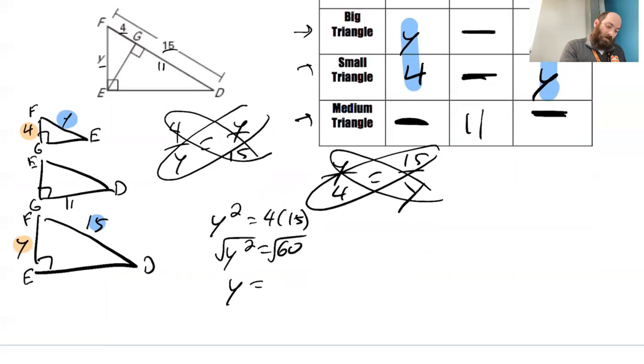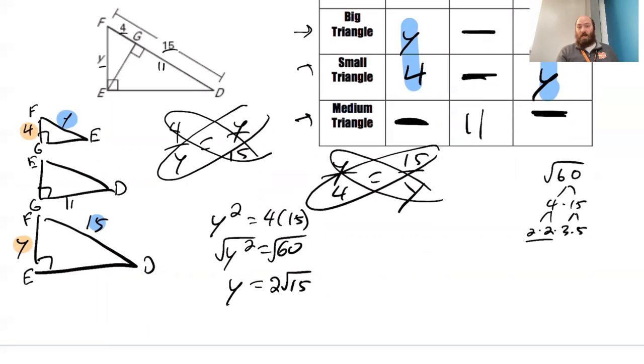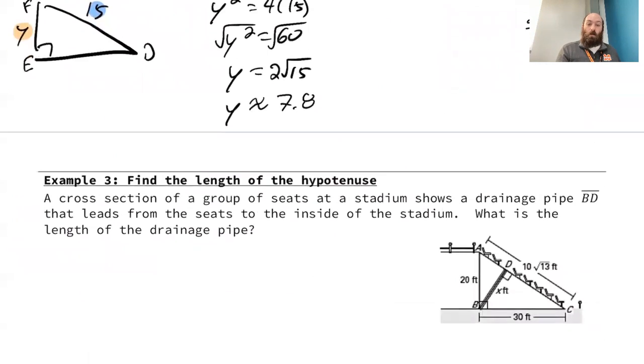So what is that? I'll do it over here. We got 60 breaks down: 4 times 15, 3 times 5, and 2 times 2. Okay, so that means I got a pair of 2s. So that's going to be 2 and then square root of 15 on the inside. Or I do my approximate answer, which is going to be about, we'll say, 7.8. All right, so that's what we're going to do on these.